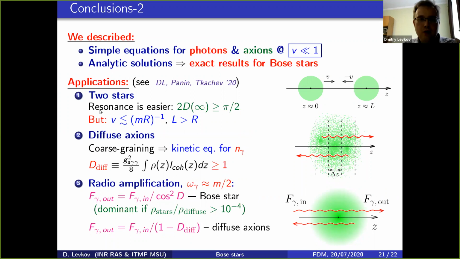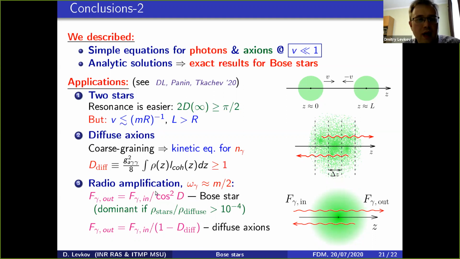Well, you can consider two stars, and in this case it's twice as easy to ignite the resonance because the resonance condition is easier to satisfy. The integral is twice larger, but there is an additional condition: it's important that these stars can be separated. It's not necessary for the stars to coalesce. But the relative velocity of the stars should be small. Then you can coarse grain the equation for photons and obtain a kinetic equation. In this case, we describe resonance in diffuse axions.